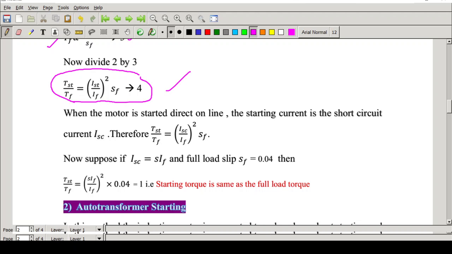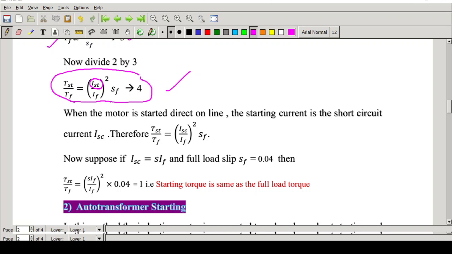Okay, now we will just try to compare this, or we will just give some sample values and see how it will be affected. Again, you know that at the starting time of a three-phase induction motor, the rotor circuit has a very low impedance, so the current will be very high. So we can take that current as a short circuit current.